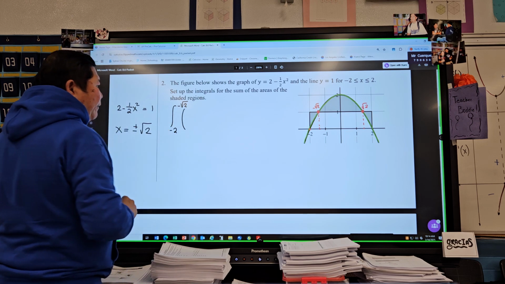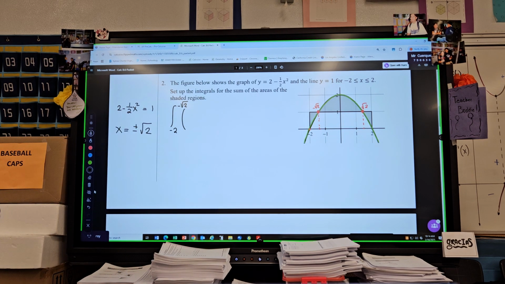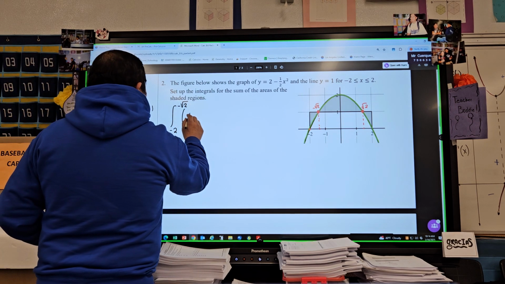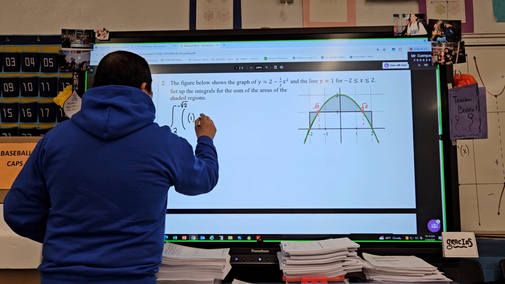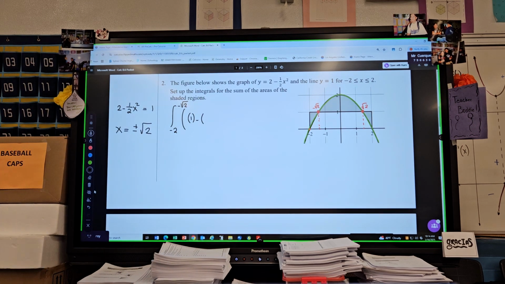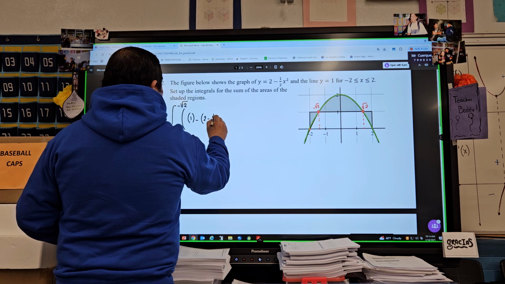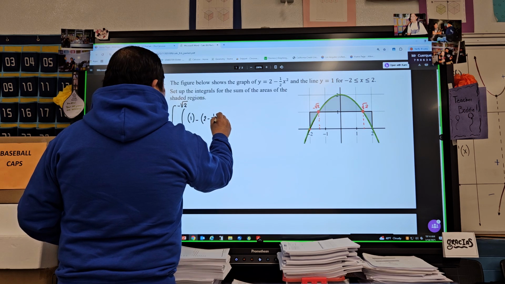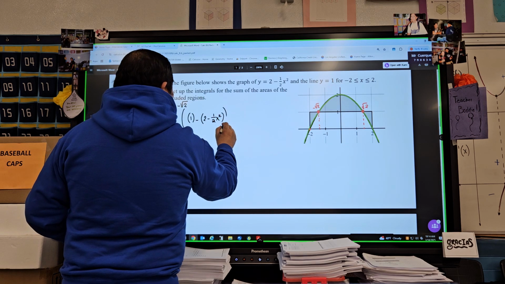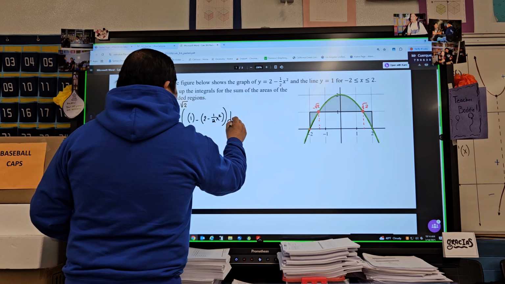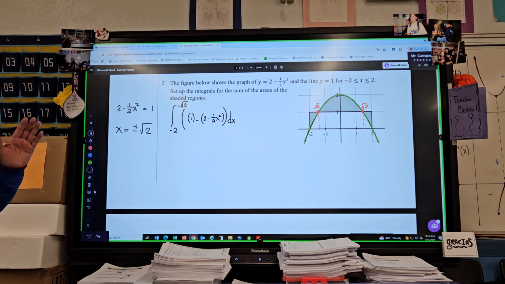So what is our f of x in that case? We have 1 minus the g of x, the green, which is a parabola, right? And then we have 2 minus 1/2 x squared dx. That's the first interval. So what's next?